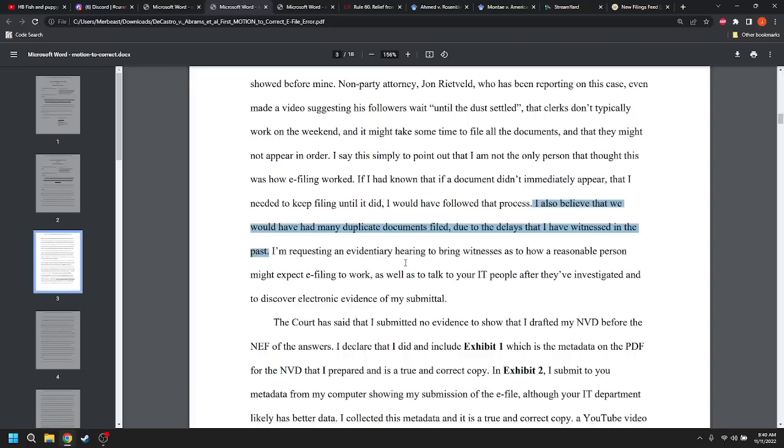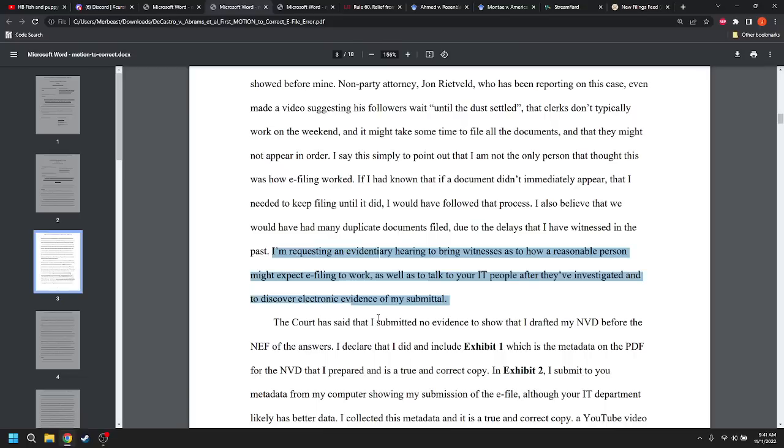I'm requesting an evidentiary hearing to bring witnesses as to how a reasonable person might expect e-filing to work, as well as to talk to your IT people after they've investigated and to discover electronic evidence of my submittal. That's not happening. I'm just going to go out on a limb here, and I'm a non-party attorney who's just reporting on the case, but I'm going to say that's not happening.